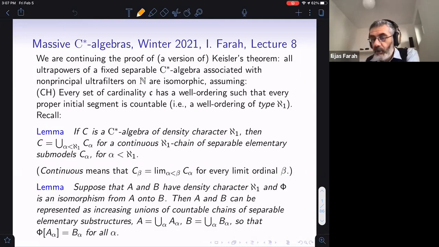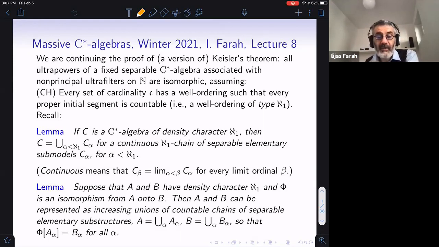And you know, the useful formulation of the continuum hypothesis is that every set of cardinality continuum can be well ordered so that all proper initial segments are countable. Now, we proved all sorts of things last time, but here are two lemmas that I'm going to need. The first one is, if C is a C-star algebra of density character Aleph 1, then it has this filtration. It can be represented as an inductive limit of separable elementary submodels, but not just an inductive limit. This chain is continuous under inclusion, and also C is actually the union of this chain, not just the inductive limit.